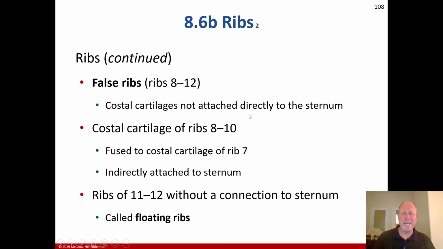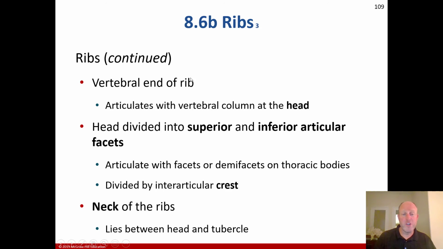Their costal cartilages are not attached directly to the sternum. The costal cartilage of ribs 8 through 10 fuses with the costal cartilage of rib 7, and it's indirectly attached to the sternum. And ribs 11 to 12 are without a connection to the sternum. They're the floating ribs. The vertebral end of the rib articulates with the vertebral column at the head.